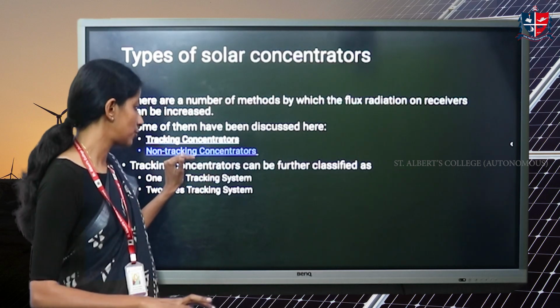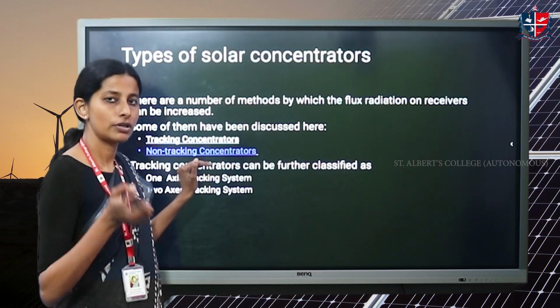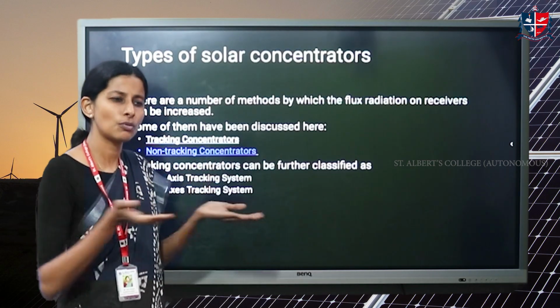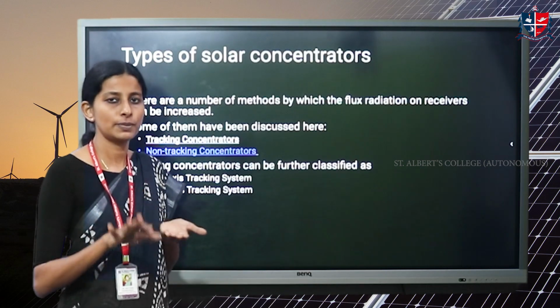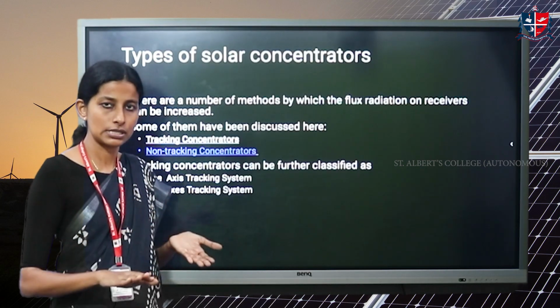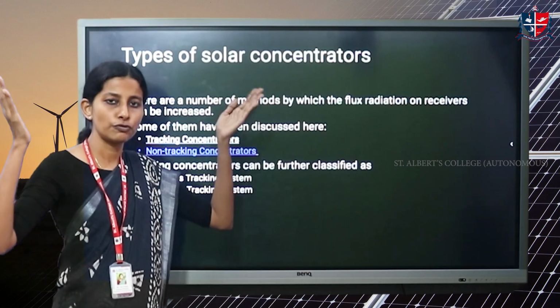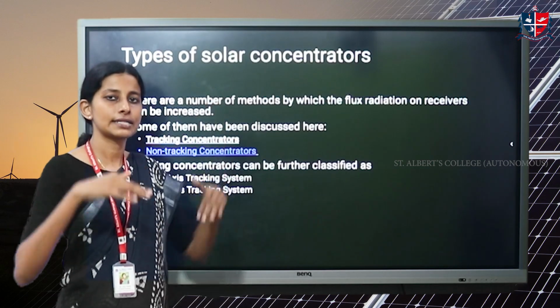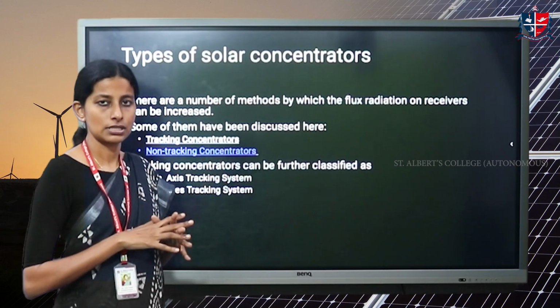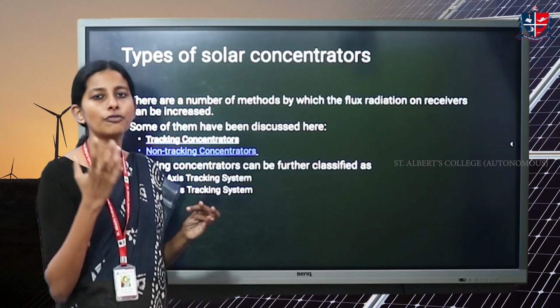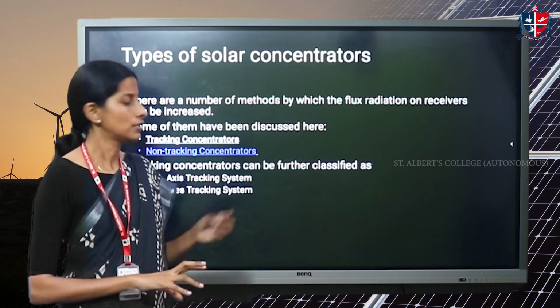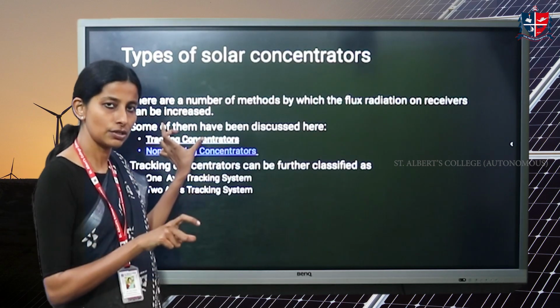We are not going into non-tracking. Non-tracking we have already discussed in the previous class because it is just a modification of FPC. Basic FPC isn't a tracker, it is not a concentrator. When at the edges of the FPC, if you keep two mirrors, they will act as a non-tracking concentrator. Non-tracking means the position of sun is of no importance here. Okay, so we are dealing with only tracking concentrator.